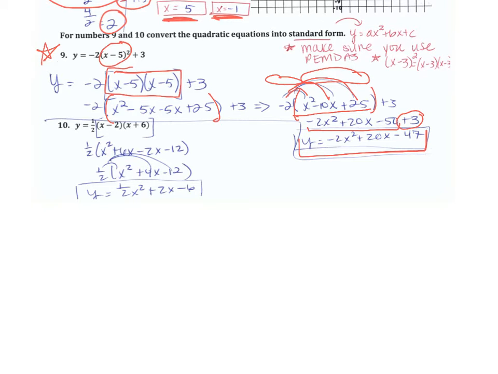Similarly, in number 10, you first FOIL, so we multiply parentheses sets, and we're going to leave it in larger parentheses. We simplify, we get x squared plus 4x minus 12, then we distribute the half, and we end up with our final answer, y equals 1/2 x squared plus 2x minus 6.